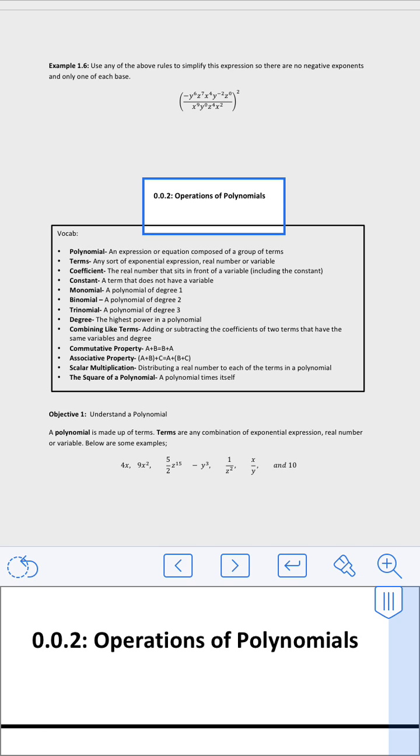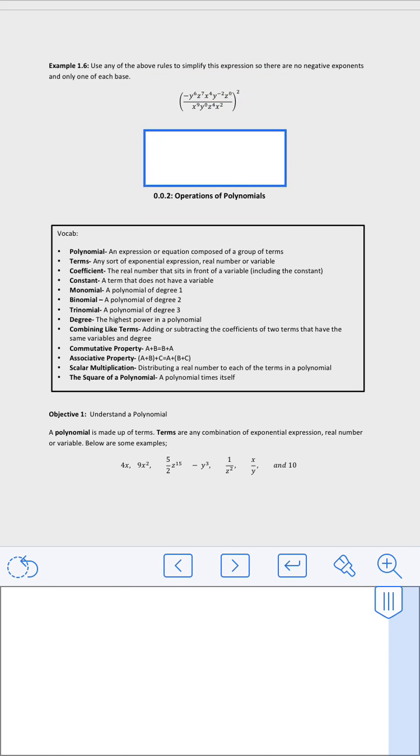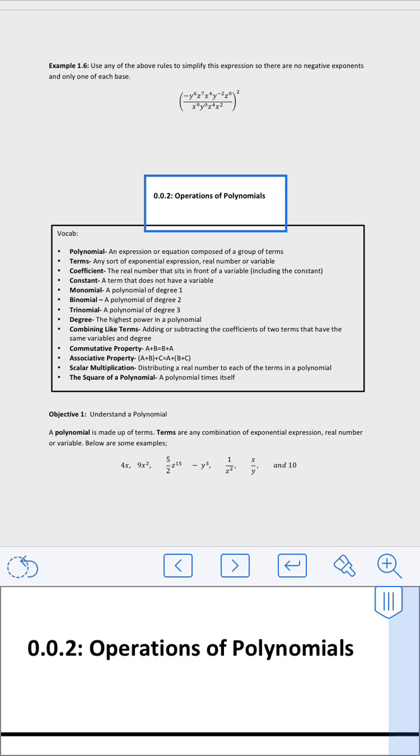All right, continuing where we left off last time, 0.2, operations on polynomials. So this picks up right where we left off last time. Notice it's the same problem. You should have this one filled out. And we're going to take the idea from last time, our exponent rules, and we're going to start using them to perform operations on polynomials.